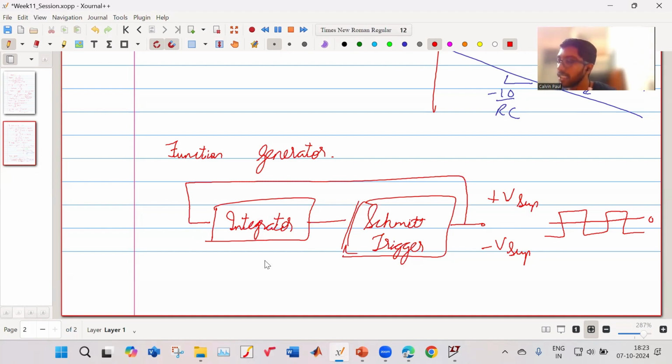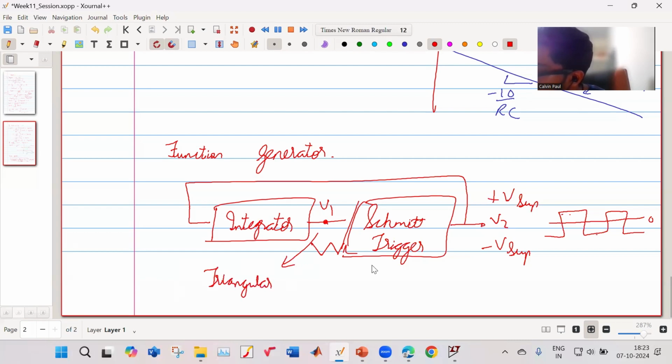So what will be the output of my integrator? When V supply is positive, your integrator value is going low. When V supply is negative, it is going high. So it is going low, high. Let us say this is V1, this is V2. So your V1 is a triangular wave. Your V2 is a square wave.